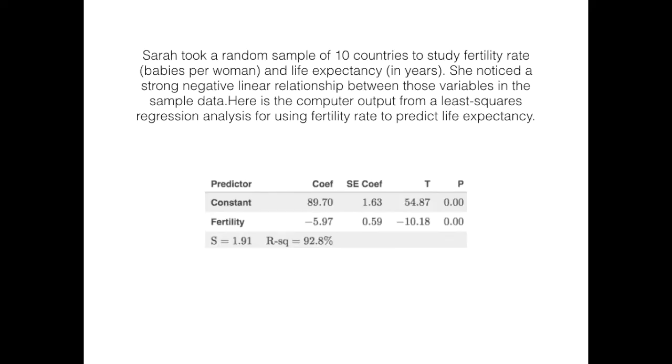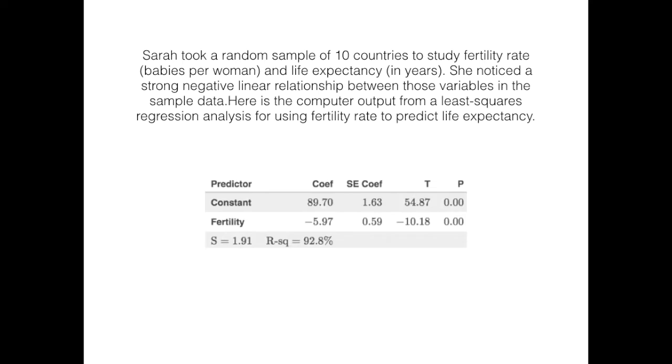So let's go over an example problem and understand the process. This problem is: Sarah took a random sample of 10 countries to study fertility rates in babies per woman and life expectancy in years. She noticed a strong negative linear relationship between those variables in the sample data. Here's the computer output from a least squares regression analysis for using fertility rate to predict life expectancy.